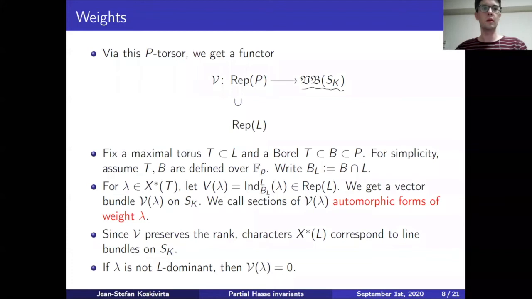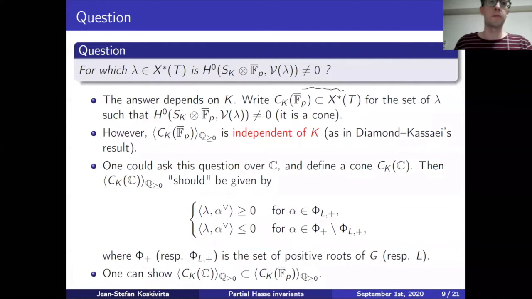And also note that if we have a character lambda of T which is not L-dominant, then V of lambda is zero, because this induced representation is zero. So when we speak about V of lambda for some character of T, always assume that it's L-dominant. Right. Okay, so the question is the following. For which characters lambda is H0 of S_K tensor F_p bar, V of lambda non-zero? So for which weights are there non-zero automorphic forms?